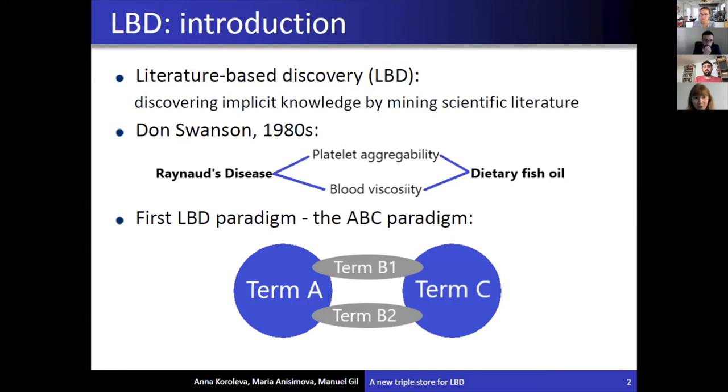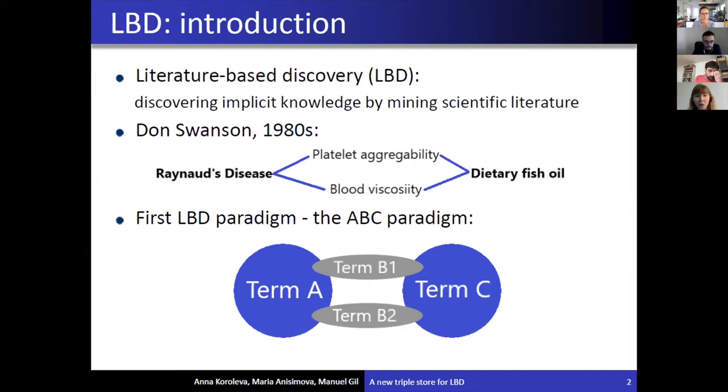For example, Raynaud's disease is associated to parameters such as platelet aggregability and blood viscosity, and on the other hand, dietary fish oil is also related to platelet aggregability and blood viscosity. And although Raynaud's disease and dietary fish oil never occur together in the literature, he supposed that dietary fish oil can be used to relieve the symptoms of Raynaud's disease. And this was later confirmed clinically.